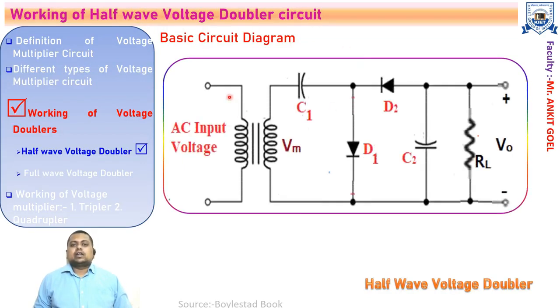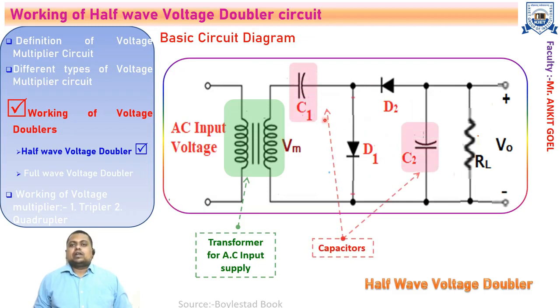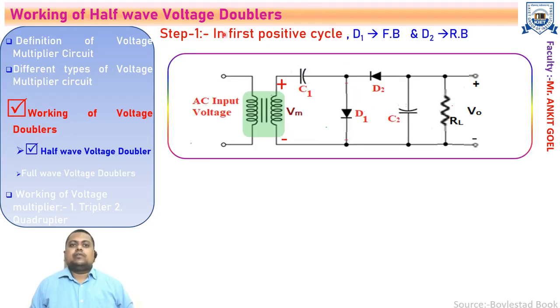This is the circuit diagram for the half wave voltage doubler circuit, in which we have the transformer which will supply the AC input supply to this circuit. These are the capacitors C1 and C2, and there are two diodes D1 and D2 which are ideal in nature, and we will take the output across this load resistance through this terminal. Let's discuss the working of the half wave voltage doubler.